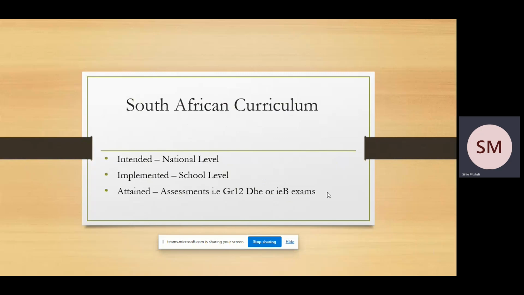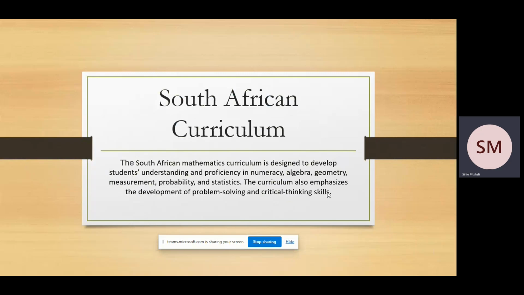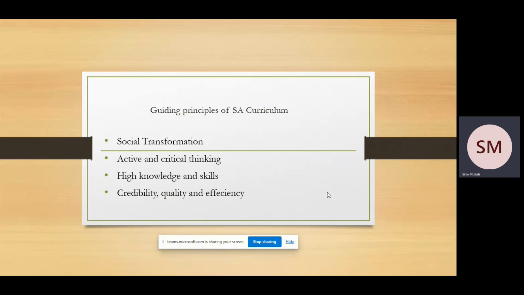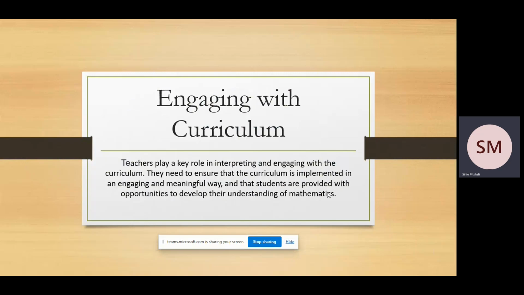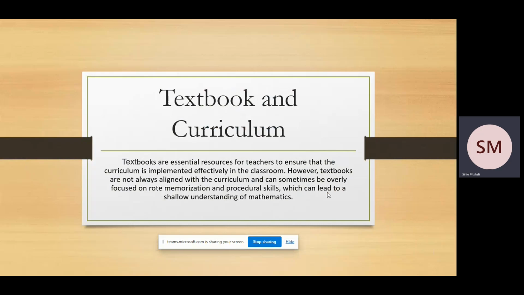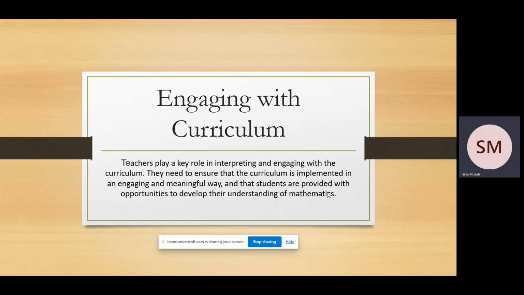And when we go back to see what the South African curriculum intends to achieve, it is designed for students' understanding and proficiency in numeracy, algebra, and geometry. And we must develop problem solving and critical thinking skills. And when we have textbooks that only allow the students to just remember and memorize, rote memorization and procedural skills, we're not doing justice to the curriculum.